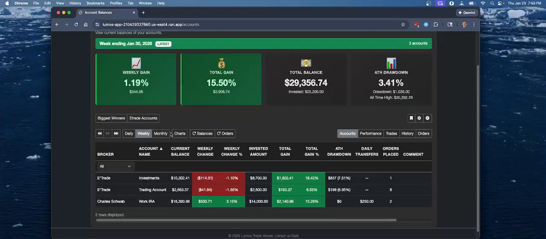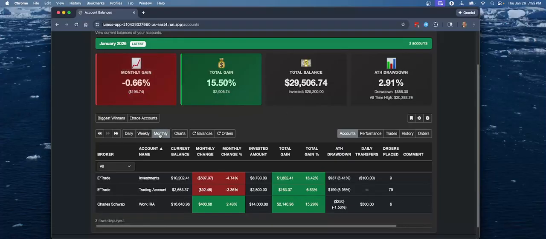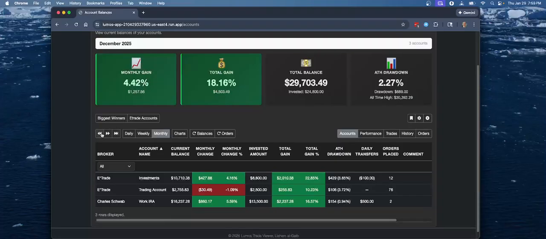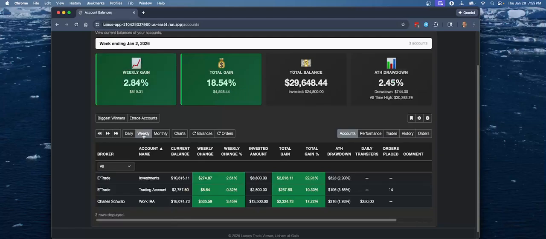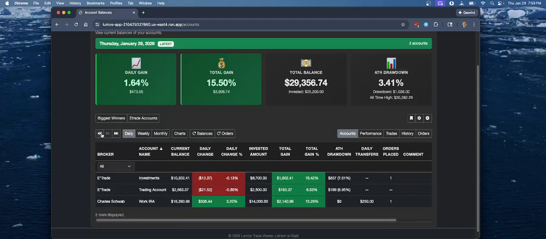You can see how you did for the week. You can see how you did for the month, for example. You can even scroll through prior months, how I did last month, prior weeks. So how was my trading last week? Go back, and you can do the same with days as well.